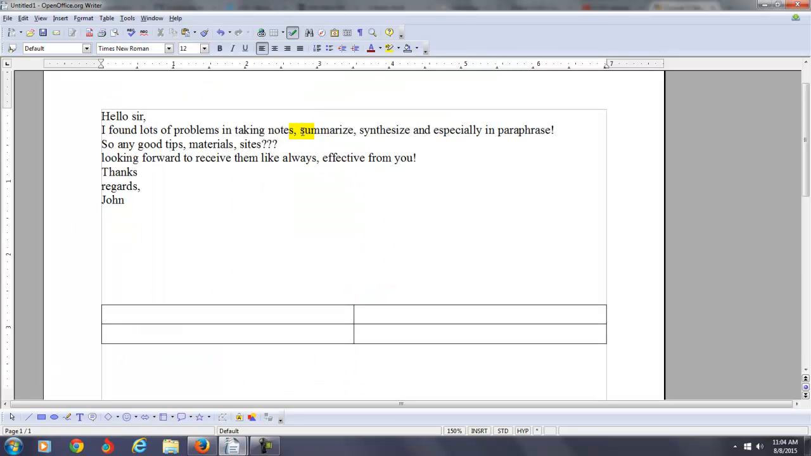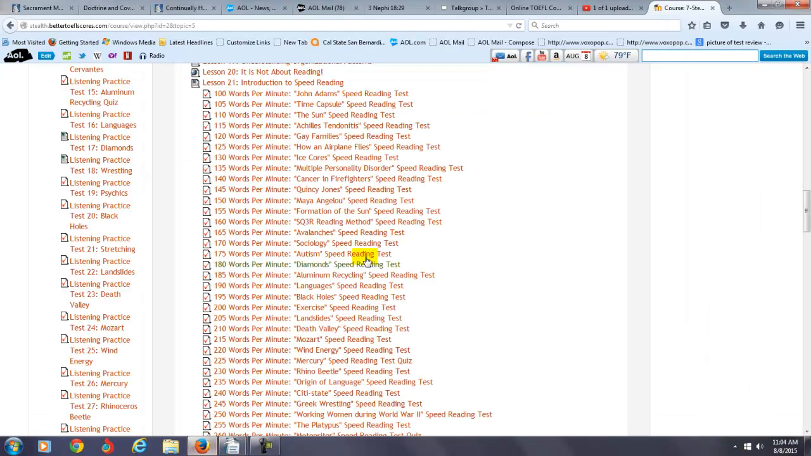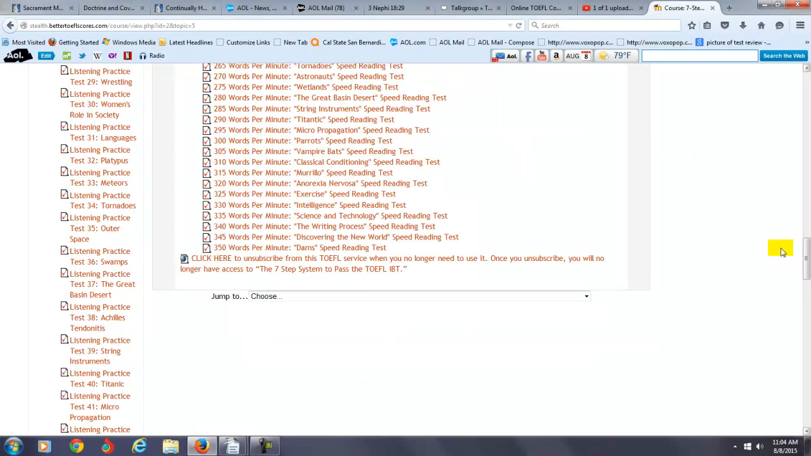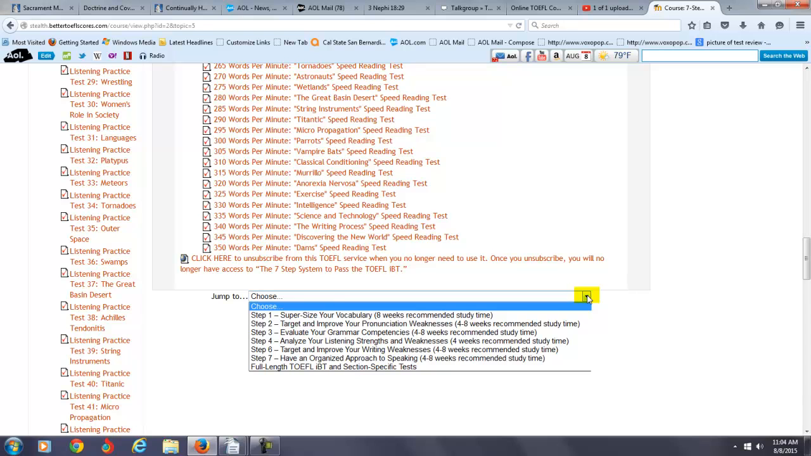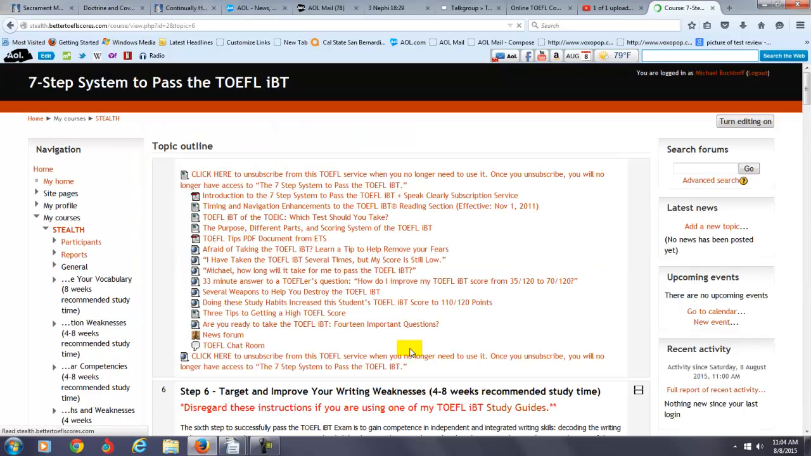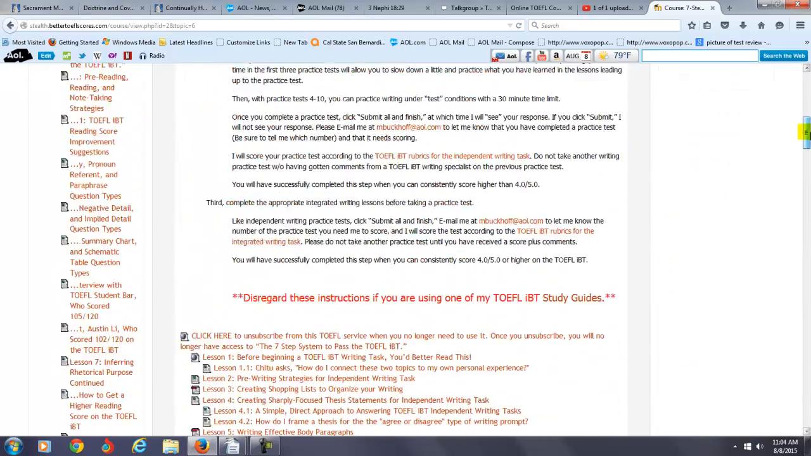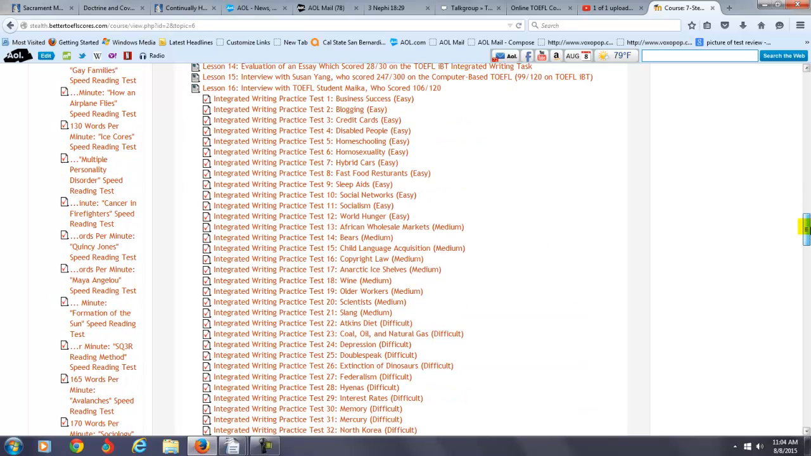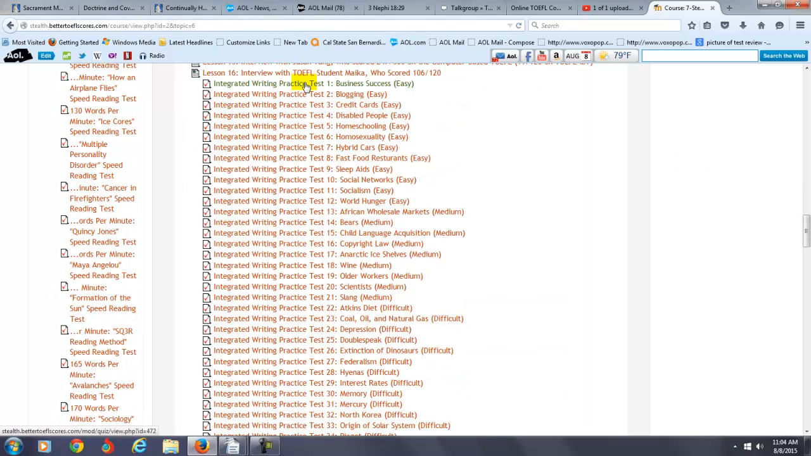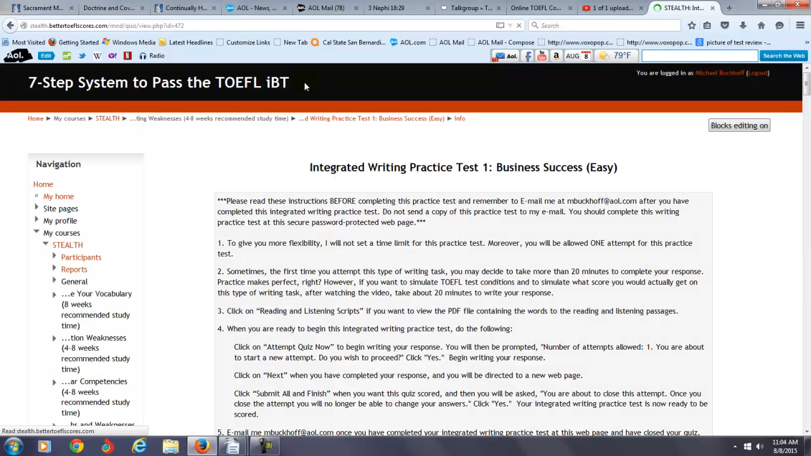Okay, so summarize. Summarize is also useful. That means you're basically explaining the main and the most important supporting points of the reading and the listening passages that you're practicing. Now, I'll give you a tip. If you go to the writing part of my course, I think this is important for you now, you need to do integrated writing practice tests. You need to start practicing some of these tests, and then you get feedback from me to see how you do. Now, you should be taking notes on both the reading and the listening passages of these practice tests.